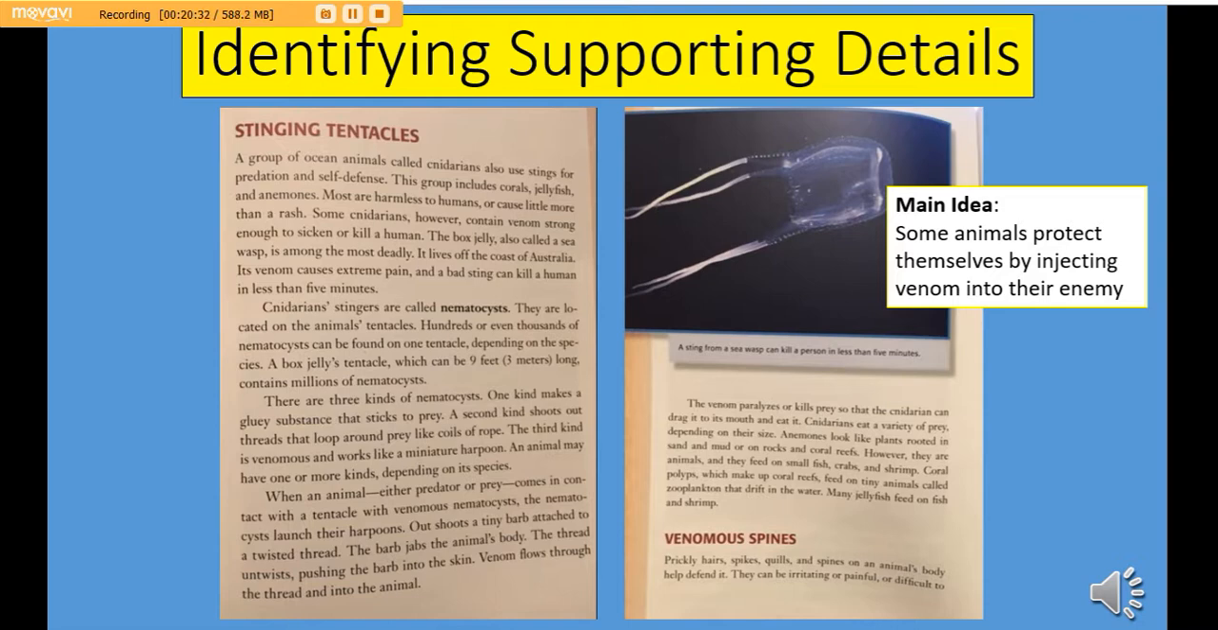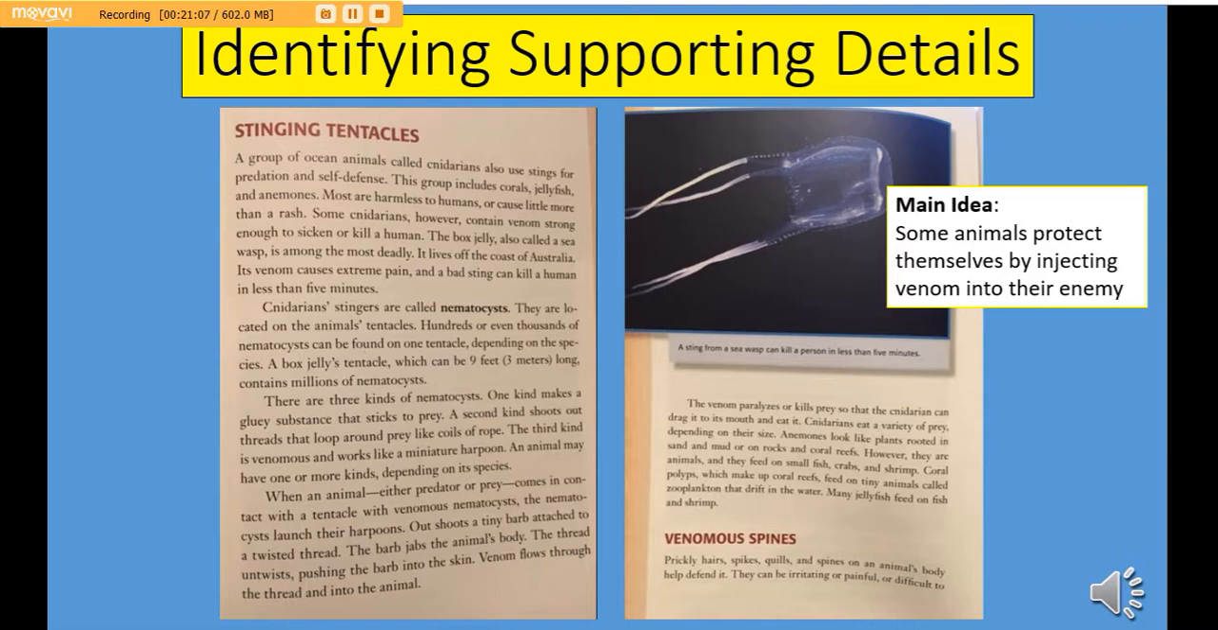The venom paralyzes or kills prey so that the Cnidarian can drag it to its mouth and eat it. Cnidarians eat a variety of prey depending on their size. Anemones look like plants rooted in sand and mud or on rocks and coral reefs. However, they are animals, and they feed on fish, crabs, and shrimp. Coral polyps, which make up coral reefs, feed on tiny animals called zooplankton that drift in the water. Many jellyfish feed on fish and shrimp.